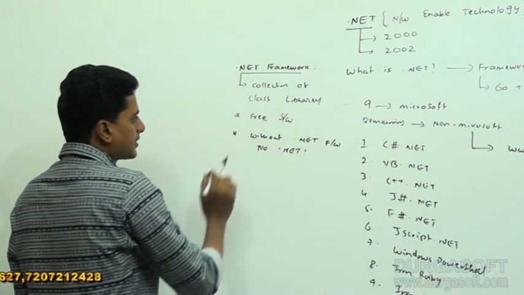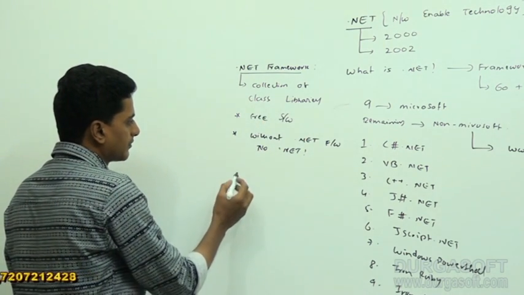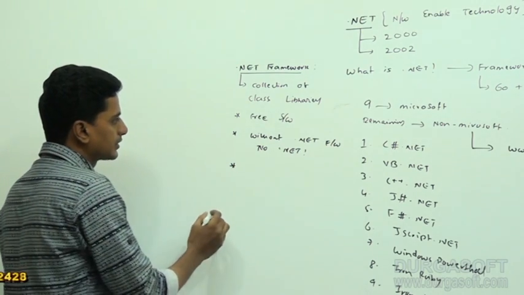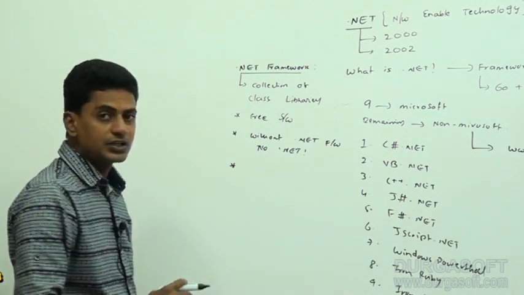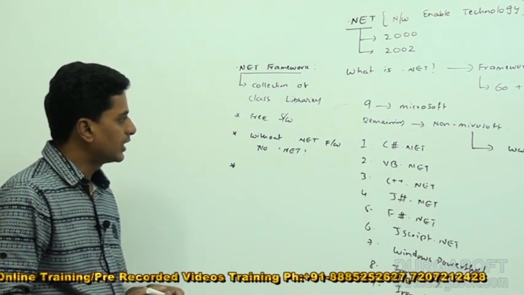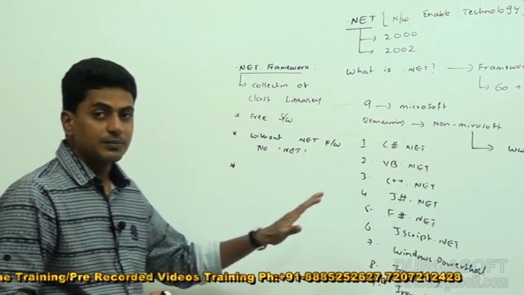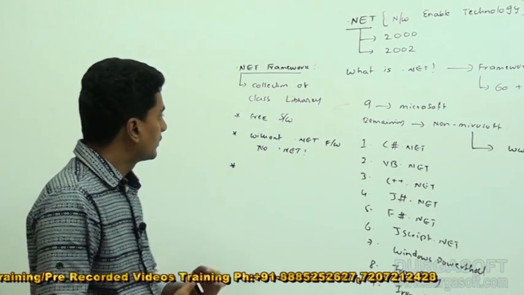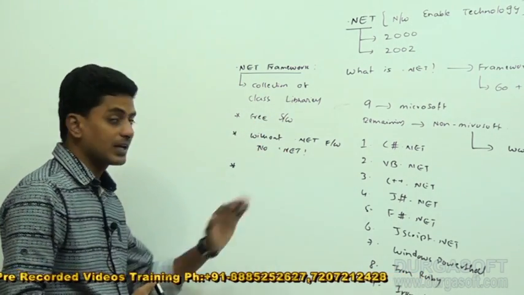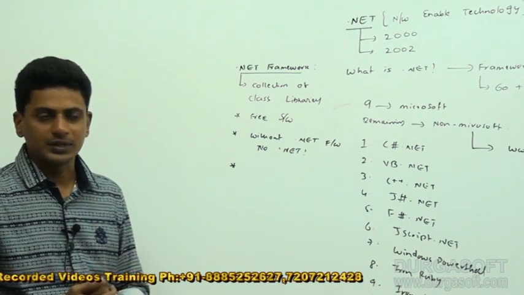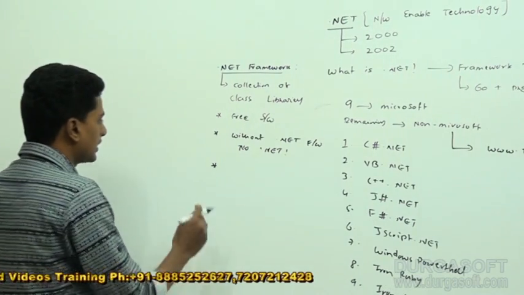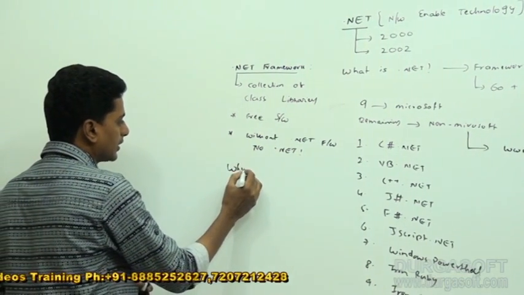When we install .NET framework into our machine, the class libraries get installed automatically, so that with the help of those class libraries any programmer can develop the application code. Without .NET framework, no installation of class libraries is possible, and without class libraries we cannot start the programming part in .NET.